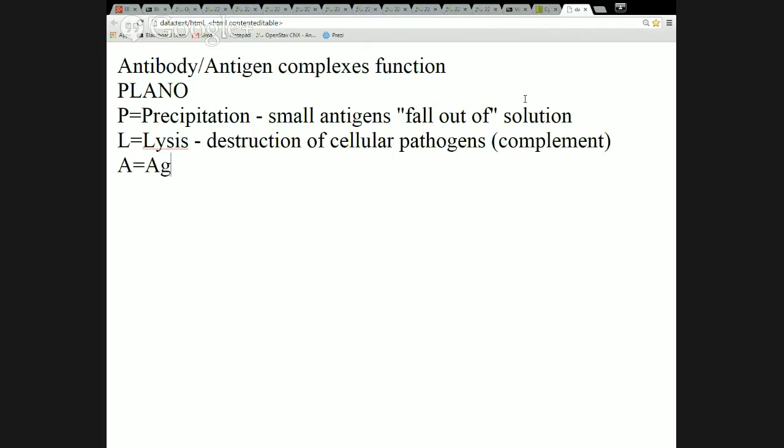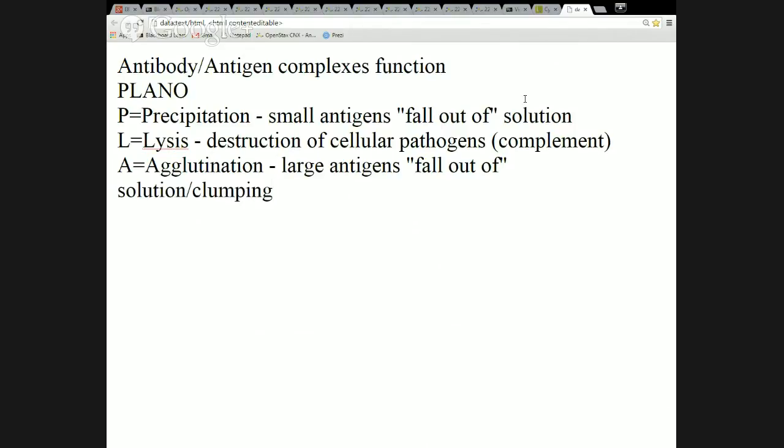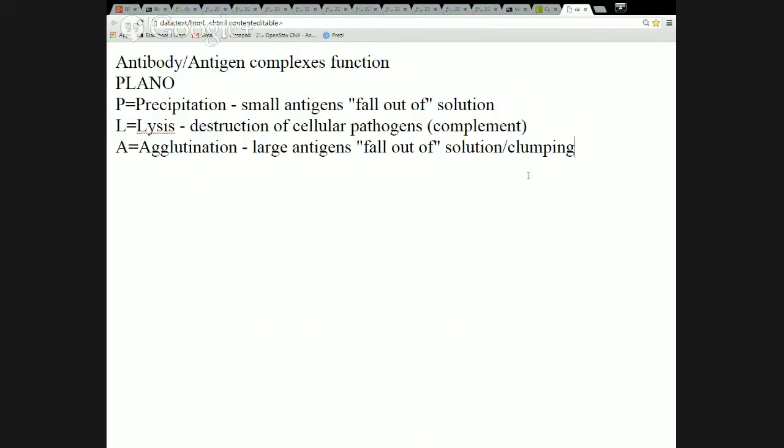A stands for agglutination. And this is where large antigens fall out of solution, okay? Or what we often refer to as clumping. When we're talking about blood typing, clumping is when red blood cells react with antibodies against the A antigen or the B antigen or the Rh antigen. That's agglutination. So really agglutination and precipitation are kind of the same idea. When the antigen reacts with a bunch of antibodies, it's no longer in solution. Precipitation is referring to small antigens like proteins, and agglutination is referring to large antigens, meaning cellular antigens.